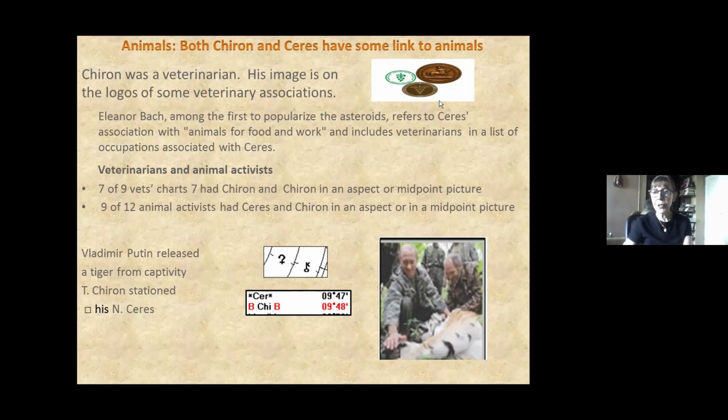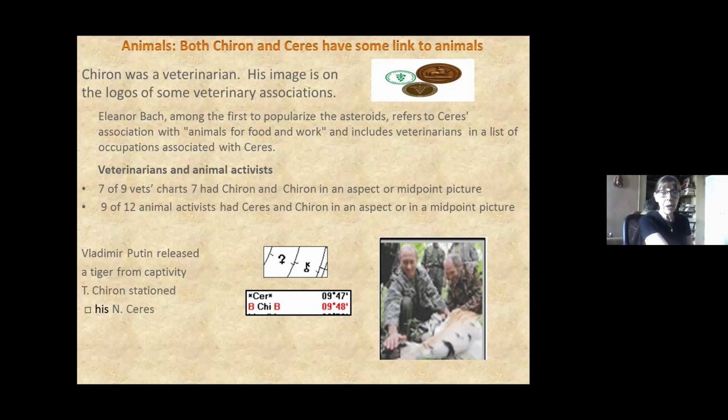Now, years ago, I studied with Eleanor Bach. Nobody uses her name anymore, but she was really the first to popularize the asteroids in the 1970s. And she was the one who referred to Ceres' association with animals for food and for work. Now, that includes the veterinarians, and so veterinarians is part of the list of occupations symbolized by Ceres Chiron. We saw it in the obstetricians, and here it is in the vets.